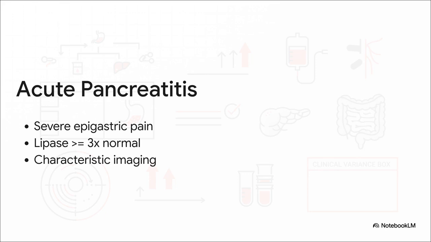Right, let's pivot to acute pancreatitis. To manage this properly, we isolate the diagnostic triad. You only need 2 of these 3 criteria to confirm it. First, severe epigastric pain radiating to the back. Second, lipase or amylase at least 3 times the upper limit of normal. Or third, characteristic cross-sectional imaging. Hit 2 of those, and you've got your diagnosis.